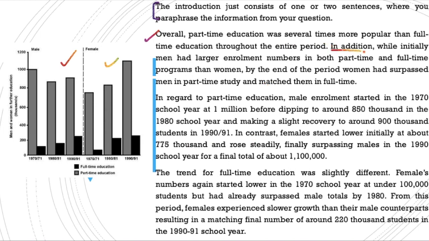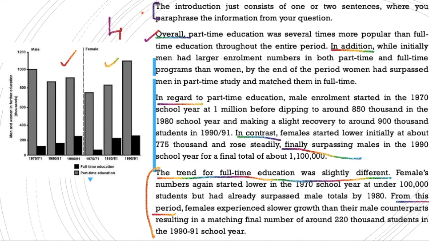So these are the cohesive devices. Overall, in addition, in regard to, in contrast, finally surpassing, okay, from this period. So these words are going to give you some extra points for your coherence and cohesion. And you have to form at least 4 paragraphs. This is clear. And leave a line after each paragraph. So each paragraph stands out that it is separated, because you are not allowed any indenting in your paragraphs.